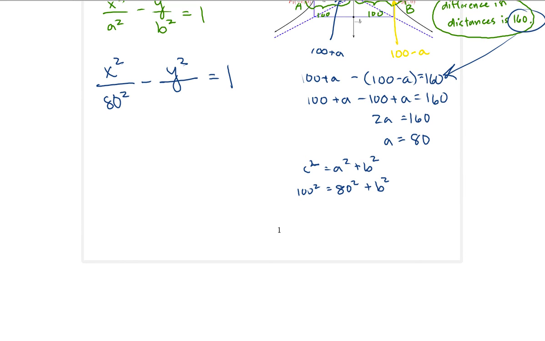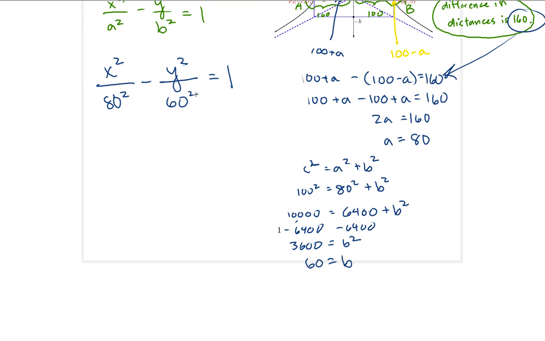And so we get 10,000 equals 6,400 plus b squared. And so b ends up being a pretty nice number here actually, because we get 3,600 is b squared, and so that must mean b equals 60. So we can put 60 squared down here.